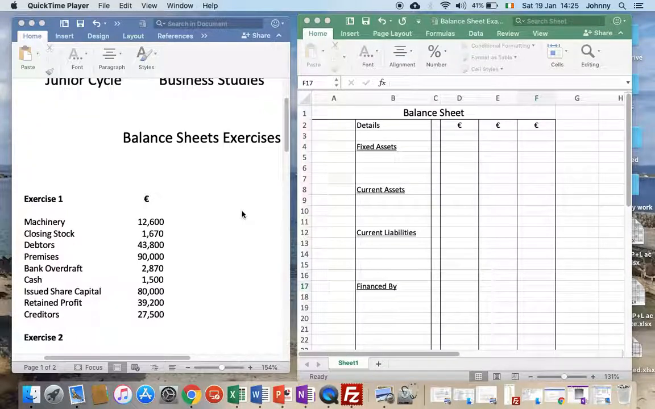Now on to the balance sheet. So the balance sheet is meant to tell us how much our business is worth and where did the money come from to pay for it. So where did the finance of the business come from?